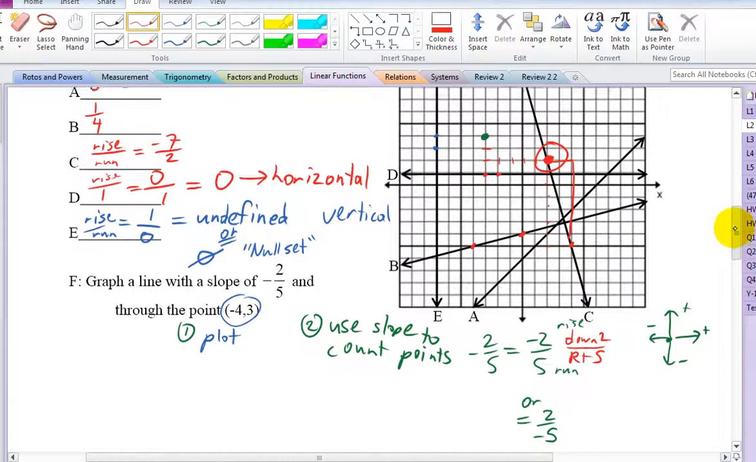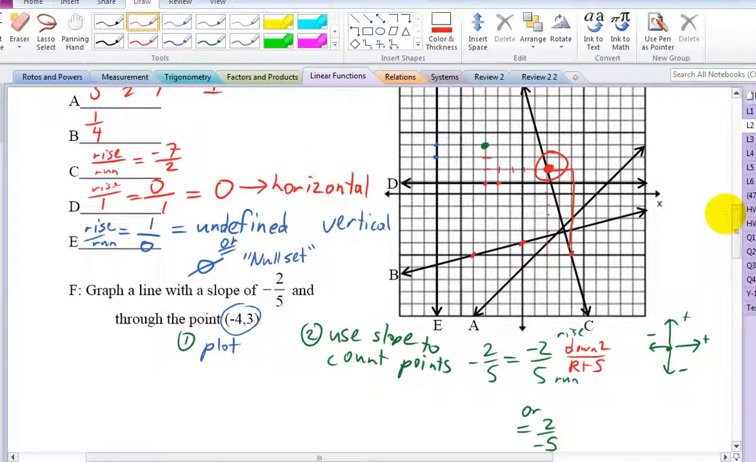Now, that's okay, but I should really do it again. Count down 2. 1, 2. Right 5. 1, 2, 3, 4, 5. I could do it again, and again, and again. I just can't graph it on my graph, but you can do it over and over.